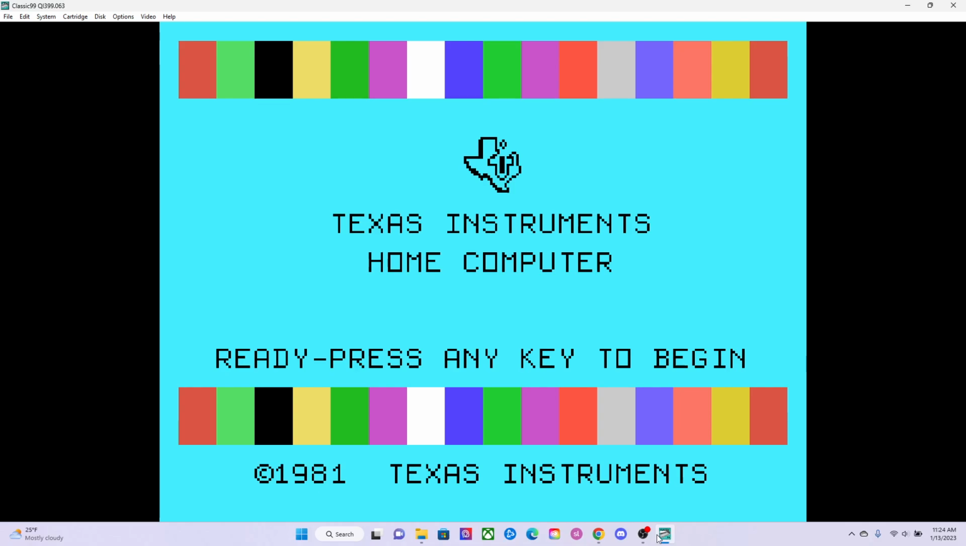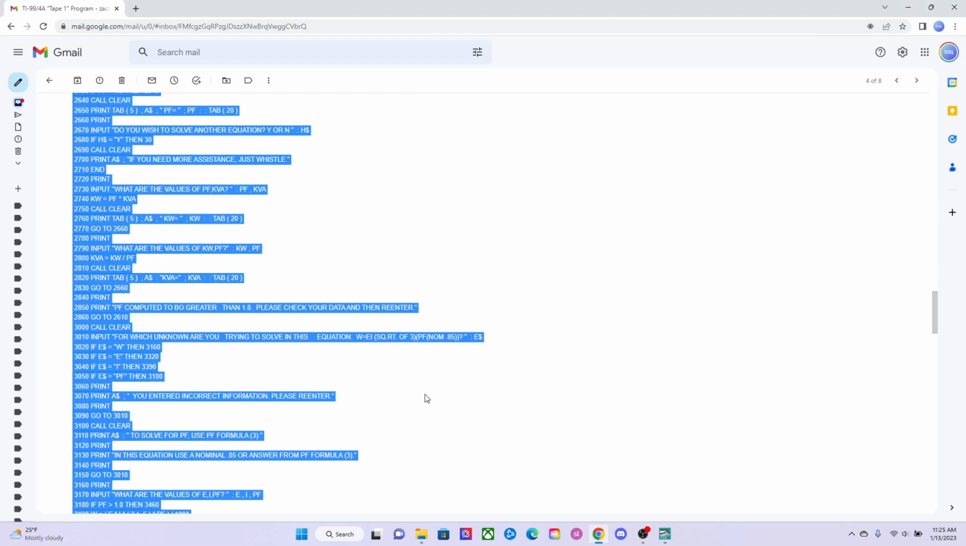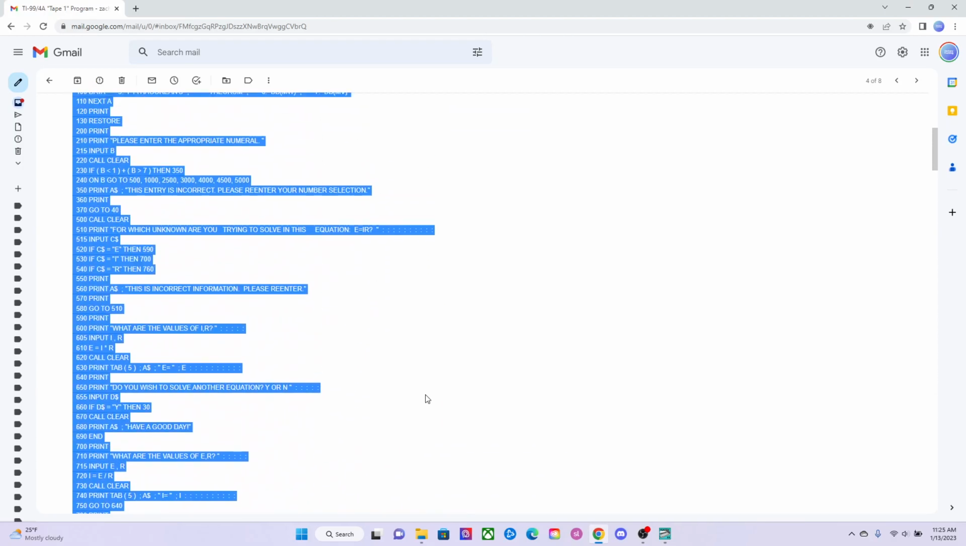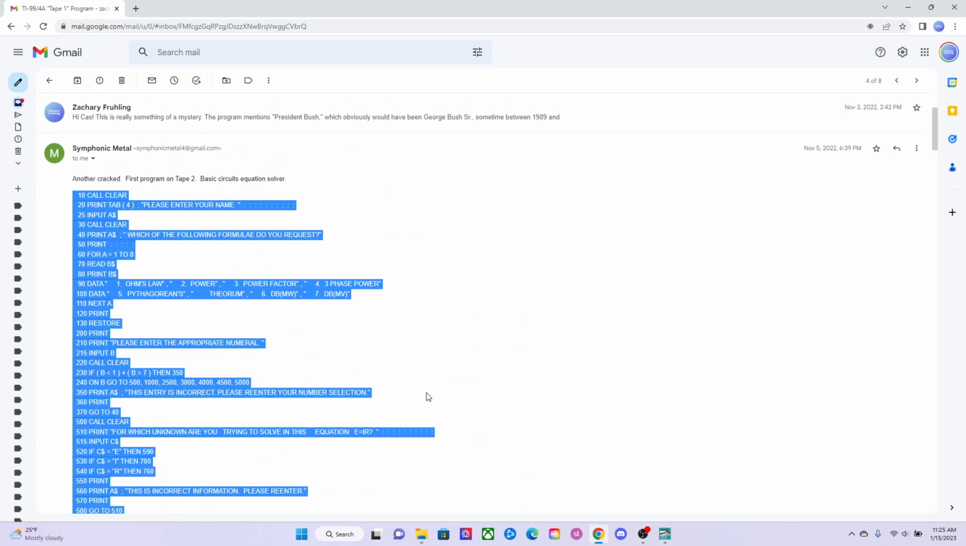Specifically, this person, who I know only by the name or initials CAS, recovered this program called Formulas, which I'm going to copy right now and paste into an emulator. So pardon me while I do that. Just want to make sure the whole thing's highlighted here.